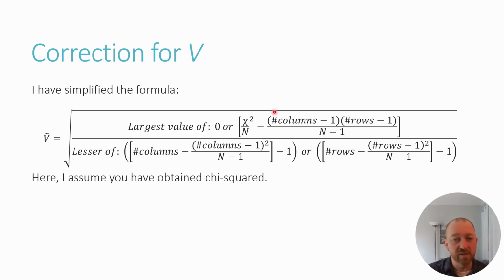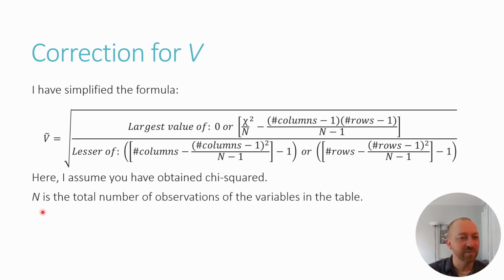Now, once again, I'm assuming that you already know how to obtain this chi-squared value, the chi-squared statistic. If not, of course, make sure that you figure out how to do that before you just start doing this. And of course, n, the capital italicized n, means the total number of observations in your table, the total number of observations of your contingency table.